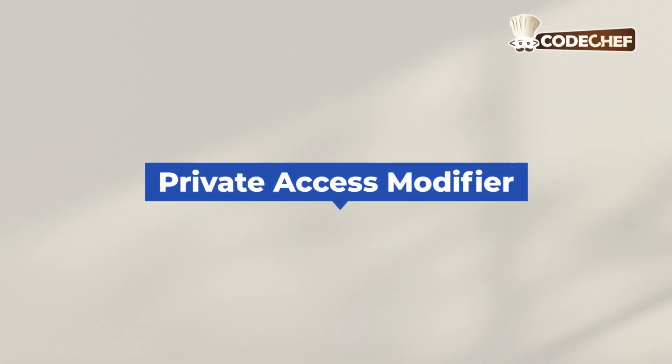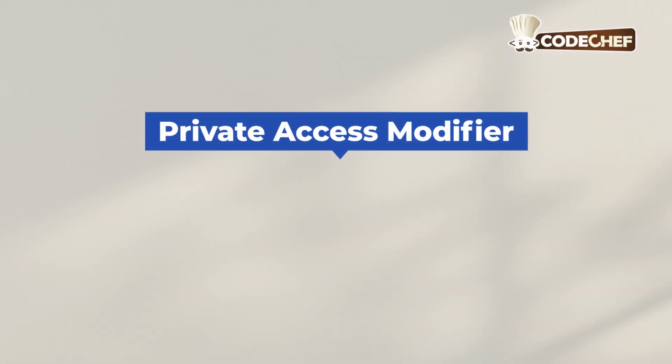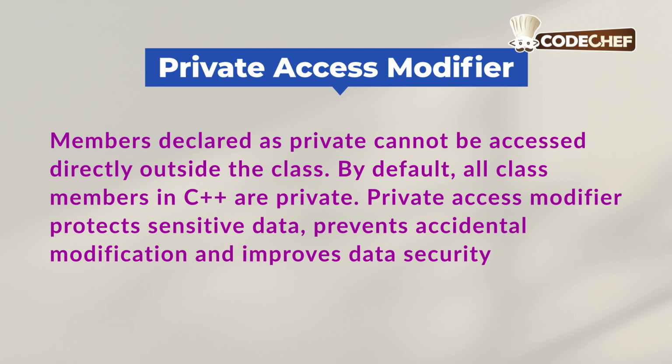Next is private access modifier. Members declared as private cannot be accessed directly outside the class. By default, all class members in C++ are private. Private access modifier protects sensitive data, prevents accidental modification and improves data security.